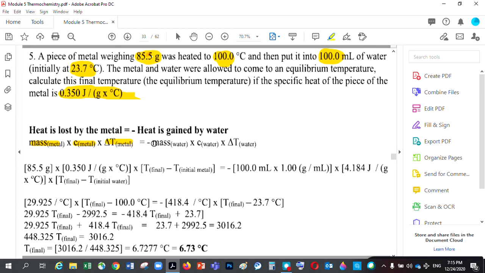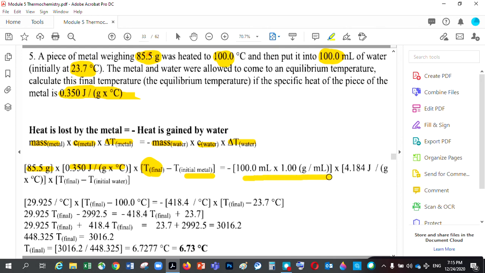Mass of the H2O, multiply by specific heat of H2O, multiply by delta T of H2O. Now, let's go step by step. That's the mass of the metal. That's the specific heat of the metal. This one here, T final, we don't know. T final, leave it like this. But T initial of the metal, yes, we know. The T initial of the metal is 100, correct? This we know, 100.